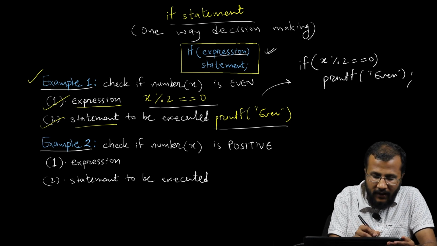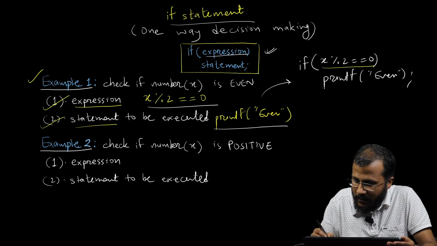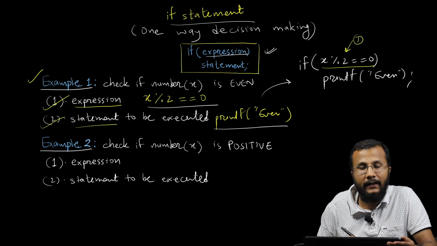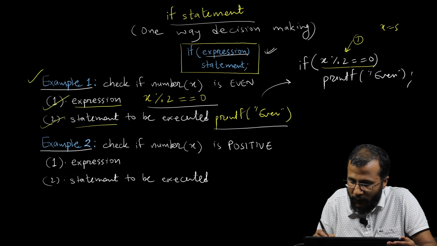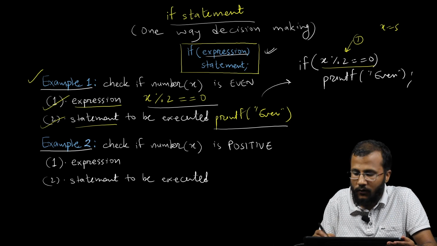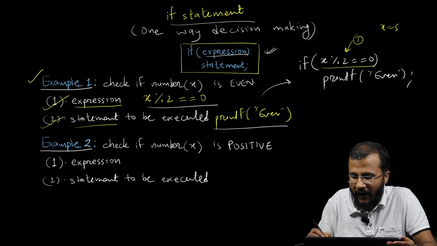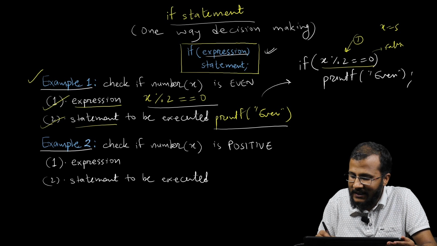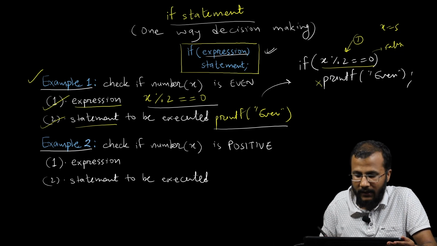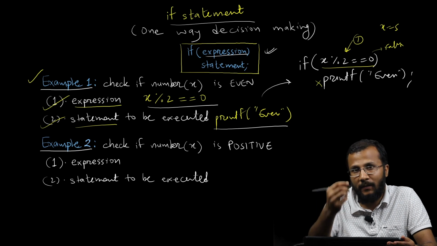How it works is very simple. First of all, this condition is evaluated first, step number 1. Let's say x is 5. This is evaluated first. So x is odd, so this is false, right? Because 5 mod 2 is not 0. So if x is 5, this would be false. If this is false, that means the statement printing even is not evaluated. That means even is not displayed on the screen.